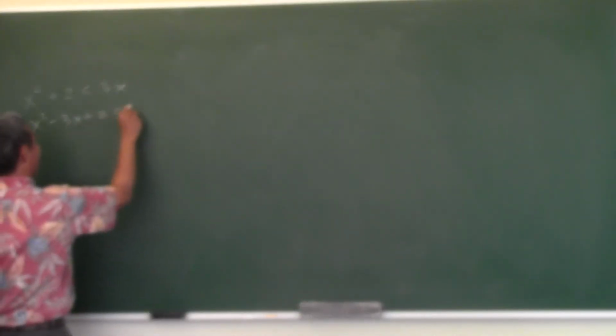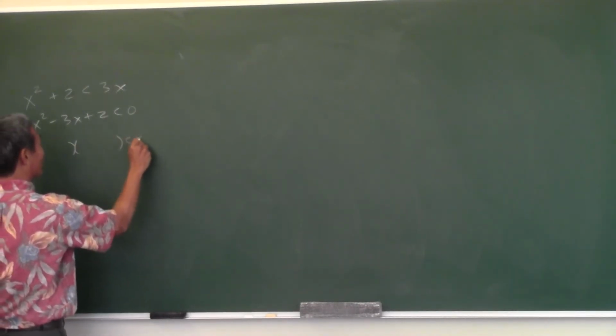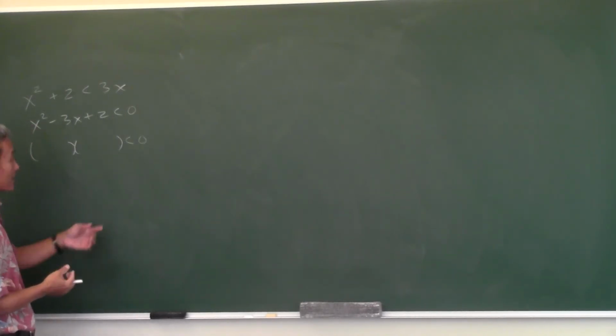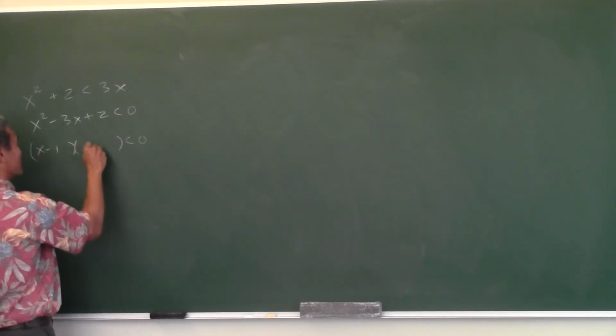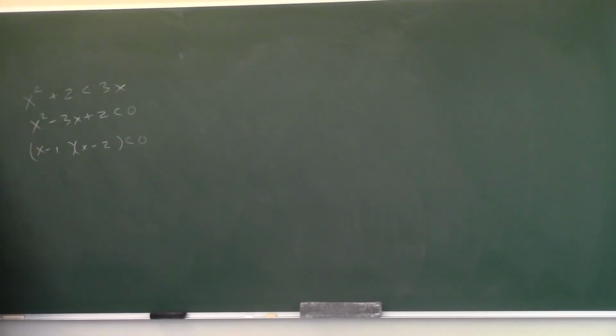What's the general procedure for solving inequalities? Make one side 0. And then what do you do with the other side? You factor it. So your goal is to make one side 0 and factor the other side. It's kind of like solving an equation except there's an inequality instead of an equation. So what is this? x minus 1, x minus 2? Did I do that correctly? Yes, I'm the teacher.